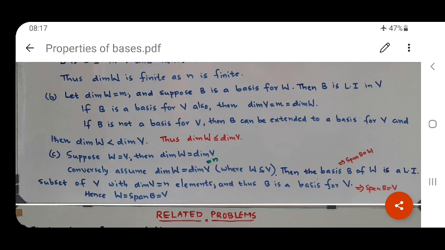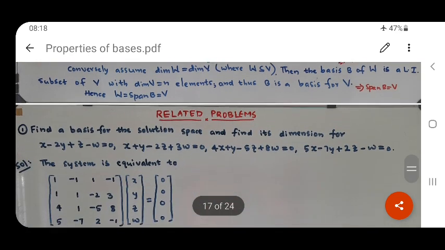And conversely, if the dimension of W is equal to the dimension of V, then the basis B of W is a linearly independent subset of V with the dimension of V equal to n elements. And thus B is a basis because the basis B spans W, and the span of B is equal to V. Therefore, W equals V.